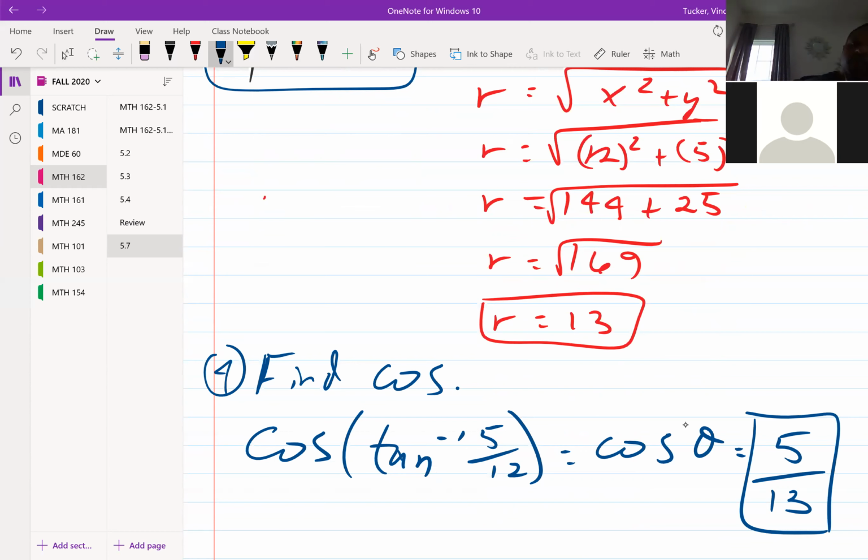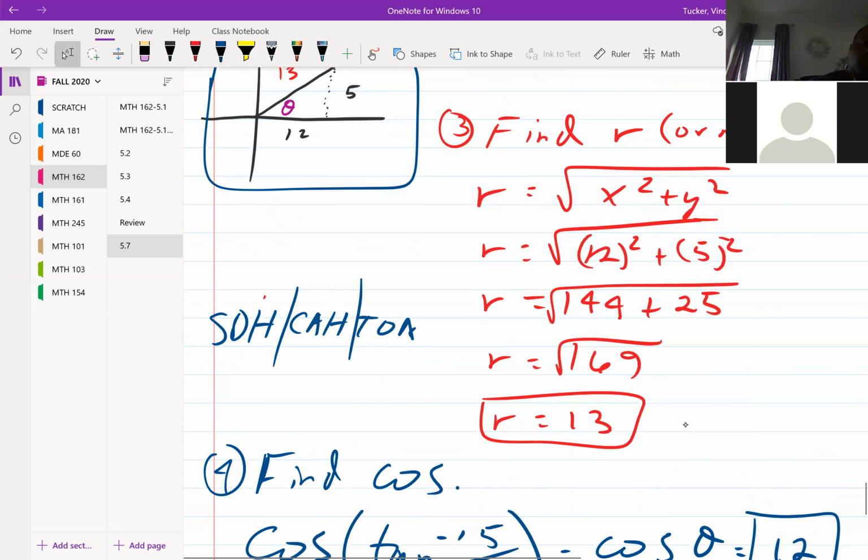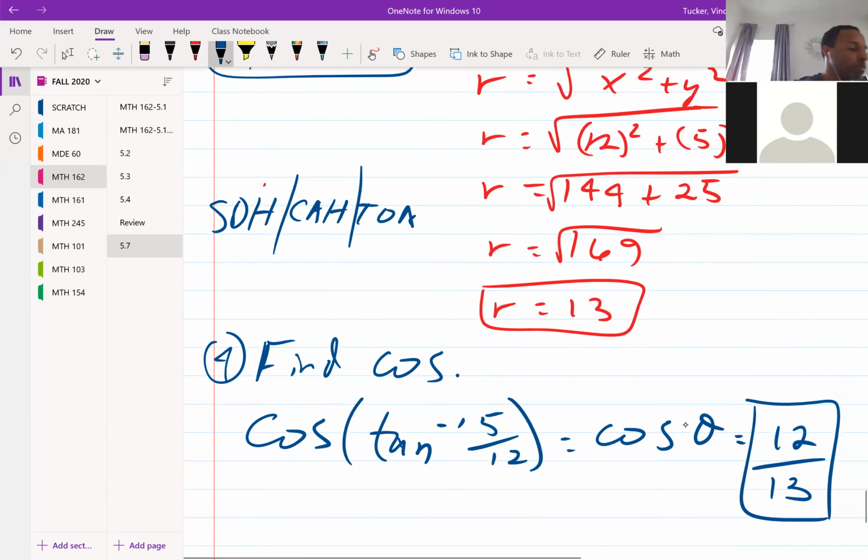Oh, you know what? Sine is opposite. Cosine is adjacent. That was my fault. No, it should be 12. I said opposite, and I said it to myself. So adjacent, which is the 12, is for cosine. Sorry about that. But yep, 12 over 13. So that's how you would do it.